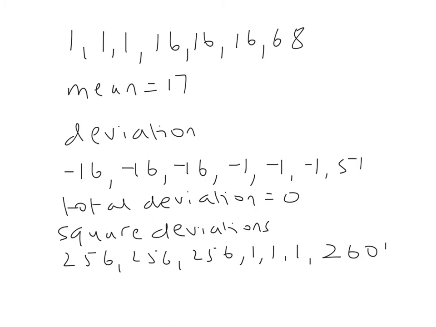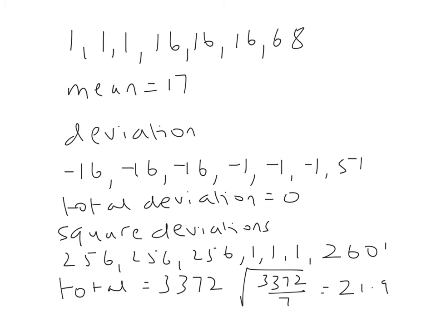So now let's add those numbers up. Let's add up 256, 256, 256, 1, 1, 1 and 2601, and that makes 3372. Now we had 7 numbers, so the mean of these numbers is 3372 divided by 7, and because we squared before, we should take the square root to get it back to the right dimensions, and that number works out to be 21.9. So the standard deviation of these numbers is 21.9.